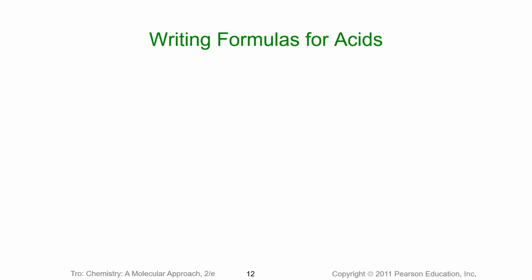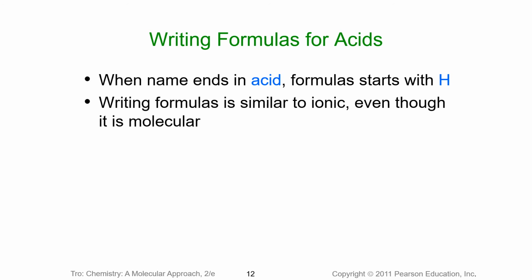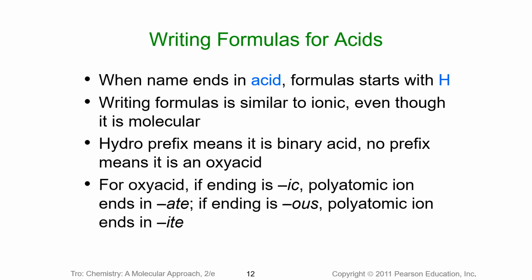How do we write the formulas for acids? We go the other direction. If it ends with the word acid, we start the formula with H. And we think about this similar to an ionic. It's not ionic, but we think about it in a similar way. So we balance the charges. If it starts with hydro, it's just one other element. If there is no prefix, that means that it is a polyatomic ion. If it ends in ic, it's the polyatomic ion ending in the ate suffix. If it ends in ous, it's the polyatomic ion that ends with the ite suffix.